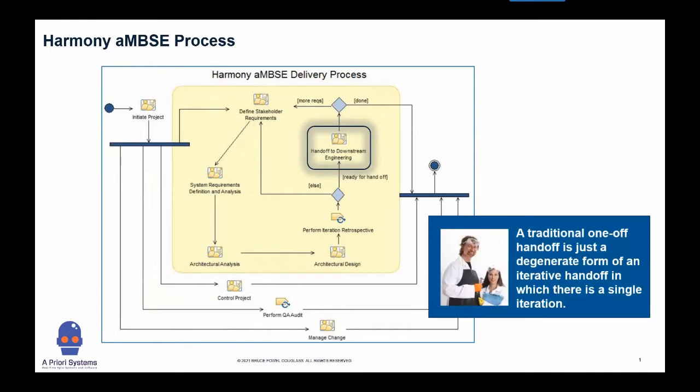In a traditional approach, it's just a degenerate form of the iterative handoff, where you only do one iteration. In iterative form, you can do this repeatedly. Typically, it's organized around some number of use cases. You hand that off, so the downstream engineers can get started on those capabilities. And then systems engineers go off and define some additional capabilities. And so you can do this incrementally, as well as a singular, monolithic, traditional-style handoff.